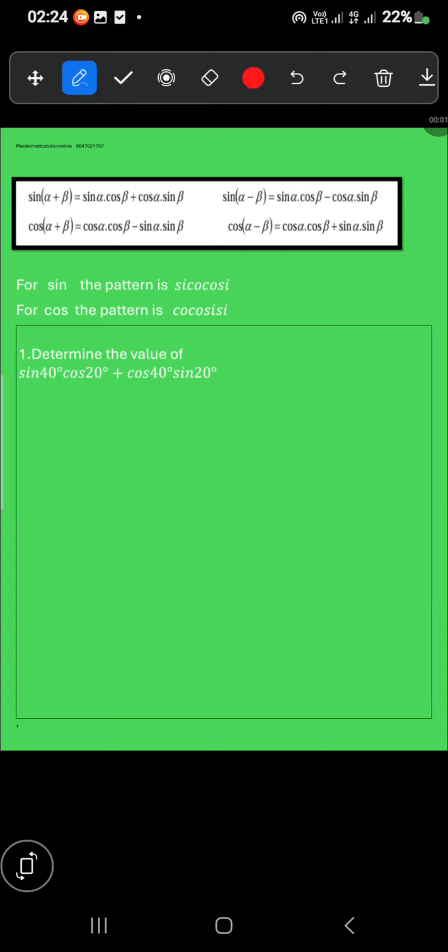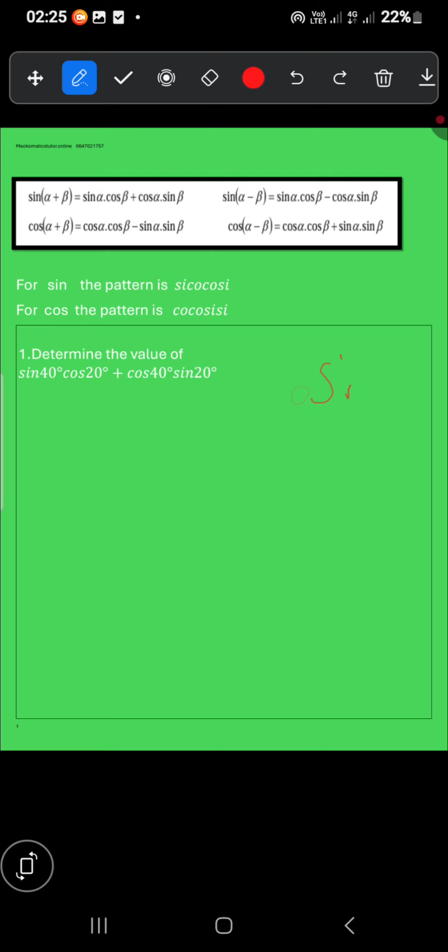Again, today we are going to do compound angle identities. We have the one for sine and the one for cos. The one for sine has the pattern sine, cos, cos, sine. The one for cos has the pattern cos, cos, sine, sine.